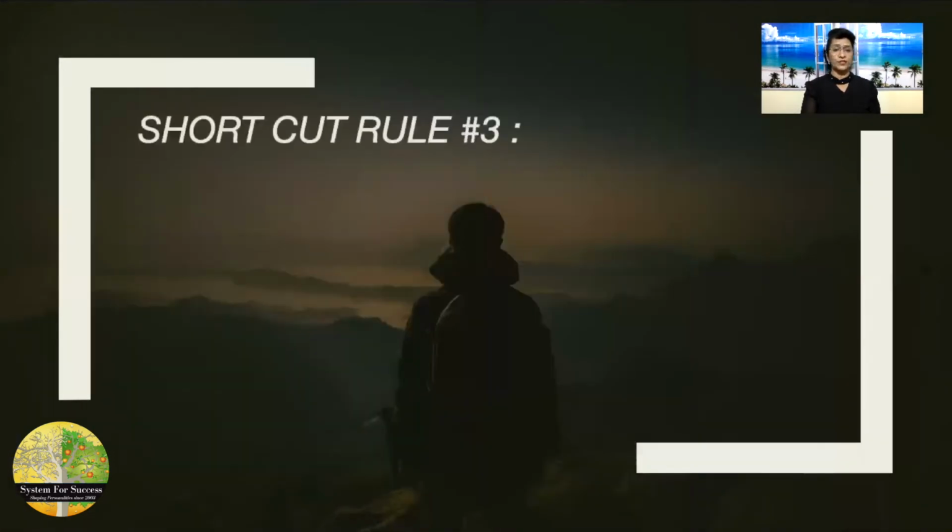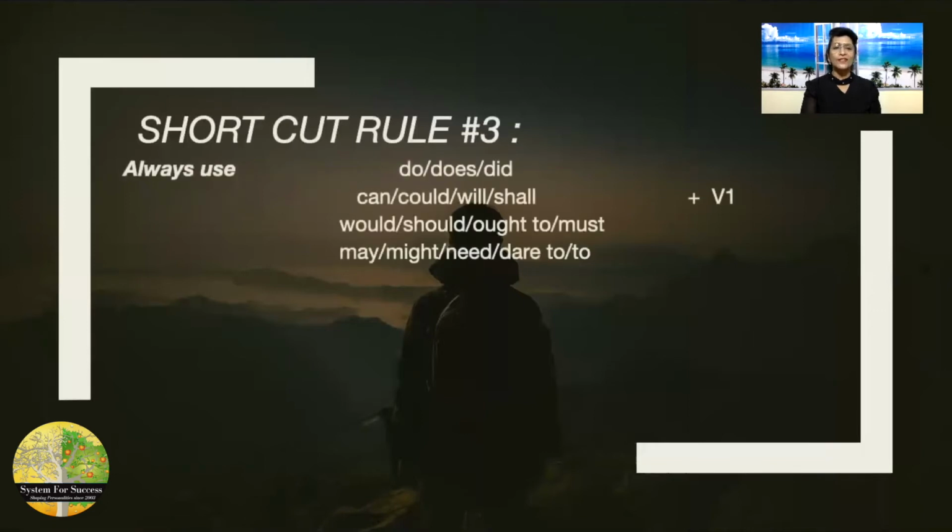Now rule number 3 says always use the first form of the verb in sentences with do, does, did, can, could, will, shall, would, should, ought to, must, may, might, need, dare to, and used to. For a better explanation, हमने जो फर्स्ट रूल किया है और जो हमने सेकंड रूल किया है, वो ये कि हमने हेल्पिंग वर्ब के इमीडिएटली बाद में जब वर्ब आएगी तो थर्ड फॉर्म लगानी है, या फिर रूल नंबर 1 में हमें वर्ब की फर्स्ट फॉर्म के साथ ing लगाना है.